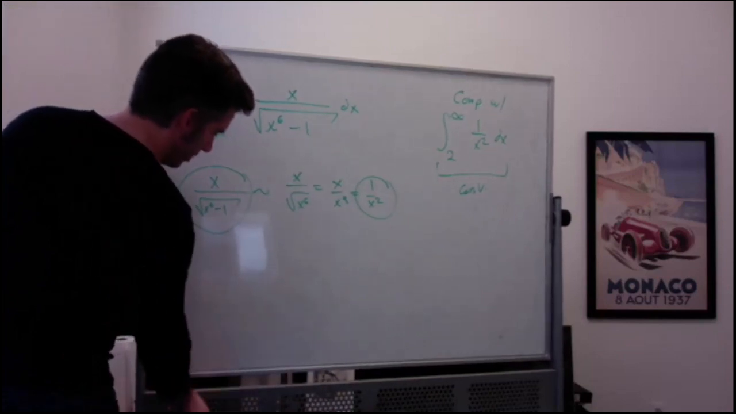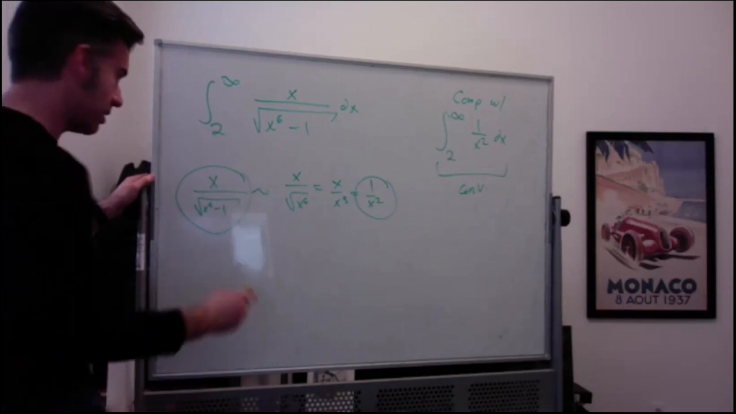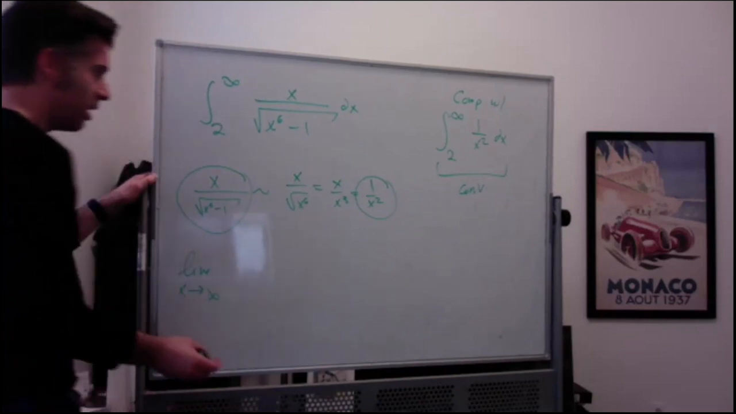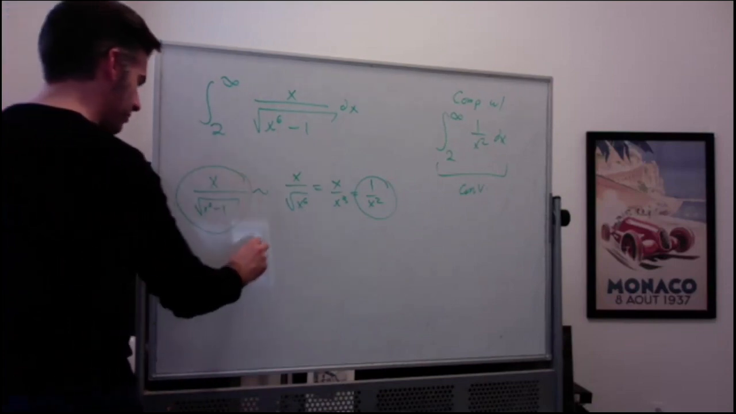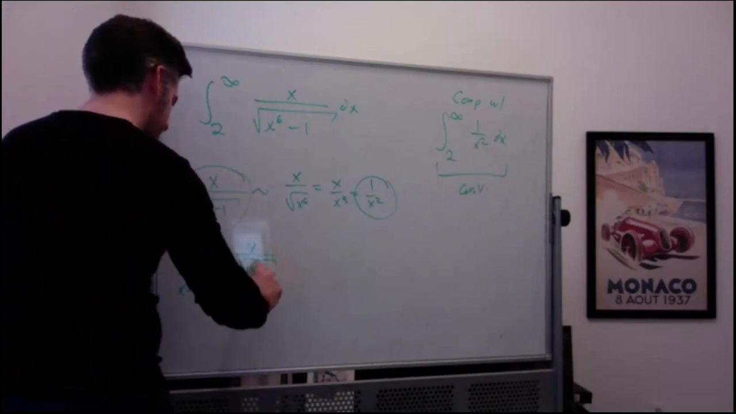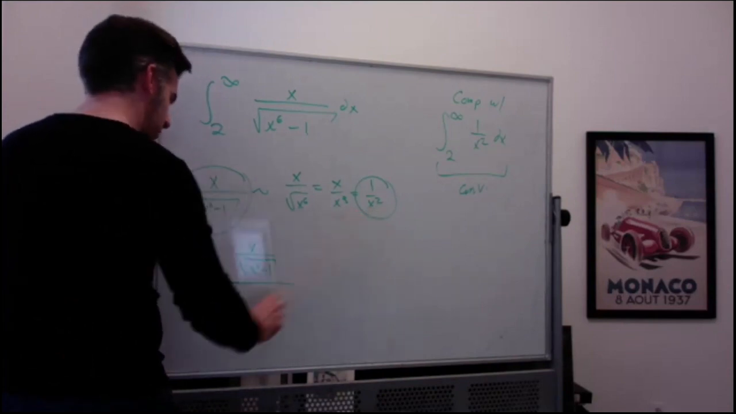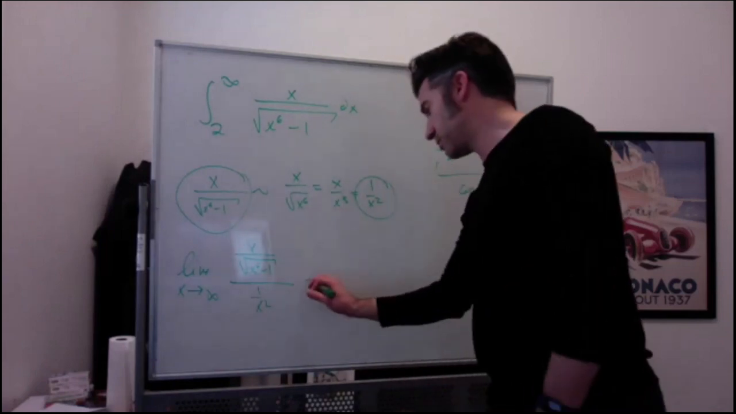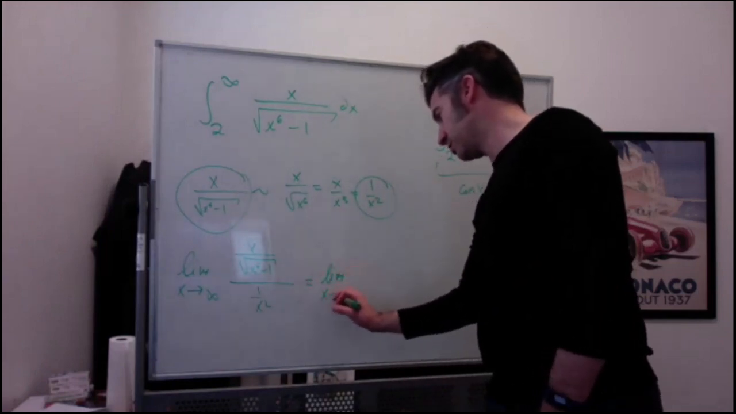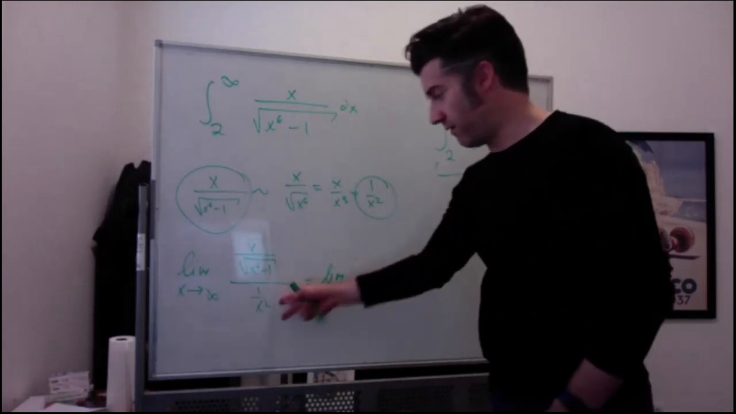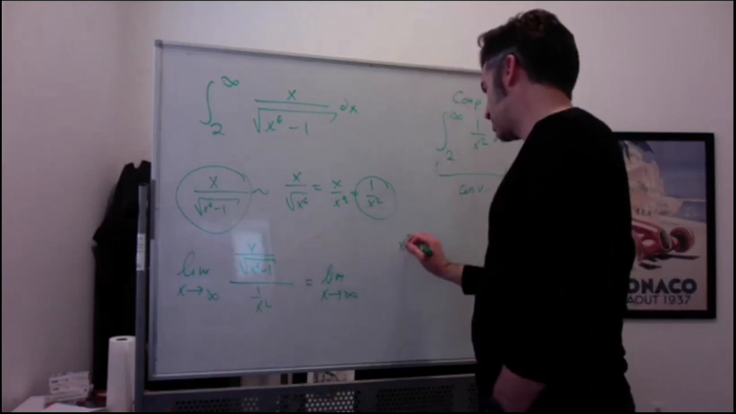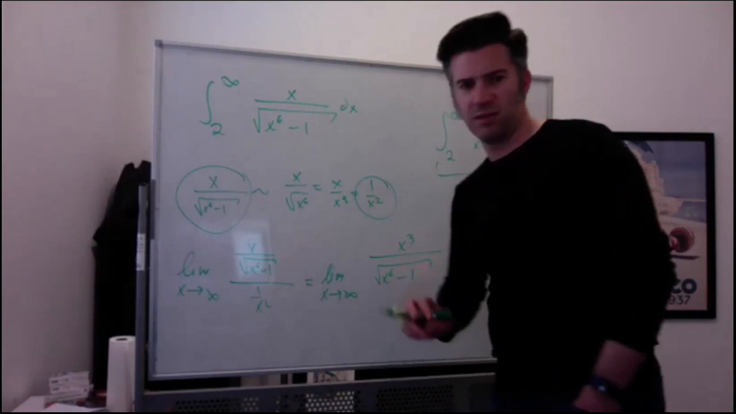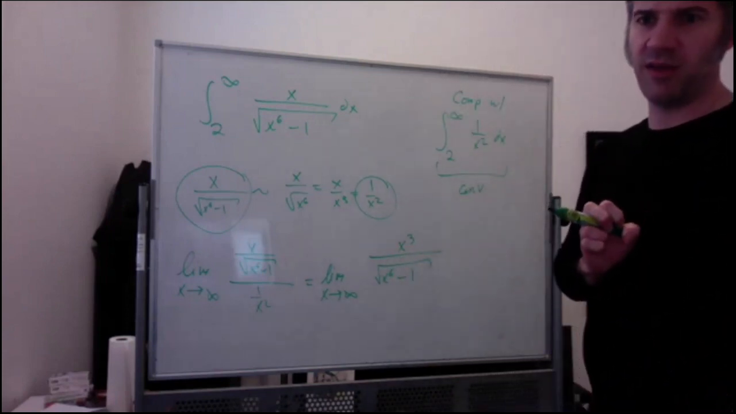So instead, I'm going to use the limit comparison test. I'm going to take the limit as x goes to infinity of the unknown thing divided by the known thing. So this one's going to be a little bit funkier. This one's going to be the limit as x goes to infinity. Let's see, if I flip and multiply, I'm going to get x cubed over the square root of x to the 6 minus 1. How do I deal with that?